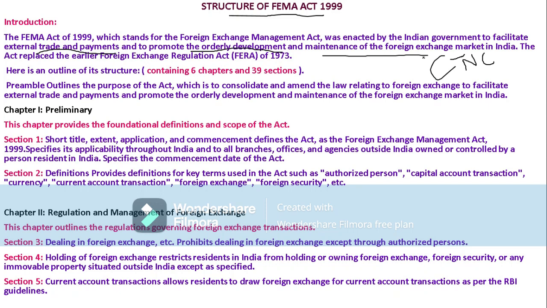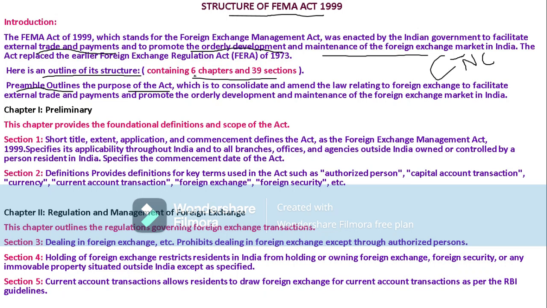If we see the preamble, the outline of the structure of the FEMA Act contains 6 chapters and 39 sections. Where are these 6 chapters and 39 sections stated? In the Constitution of India. The preamble outlines the purpose of the act. What is the purpose of the act? To maintain the foreign exchange reserves. So what does the preamble state?